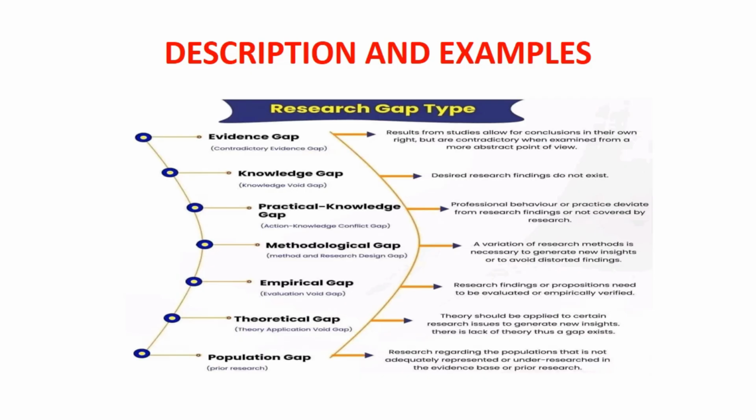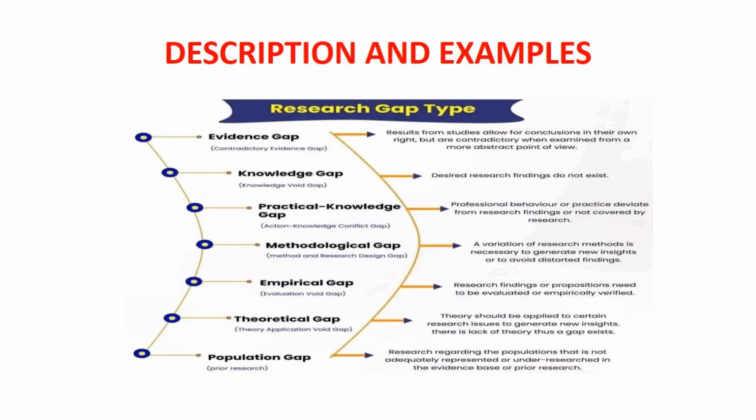And number four is methodological gap. A variation of research method is necessary to generate new insights or to avoid distorted findings. So probably in the previous studies, the majority of methods used is quantitative, but a particular topic needs to be looked at from the qualitative point of view as well. So this is one example of methodological gap.